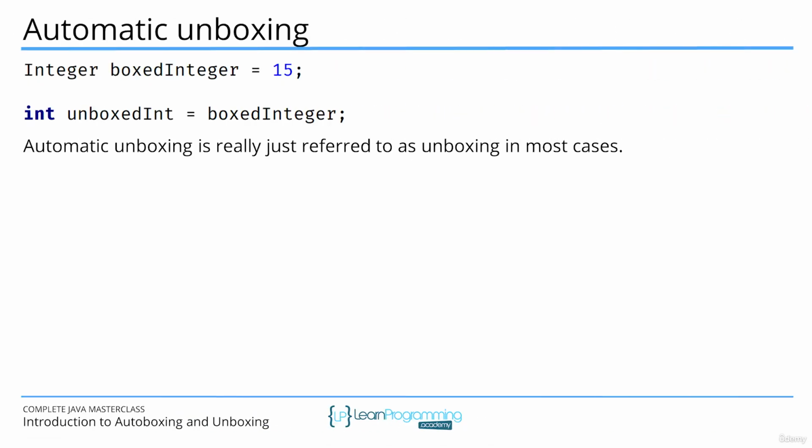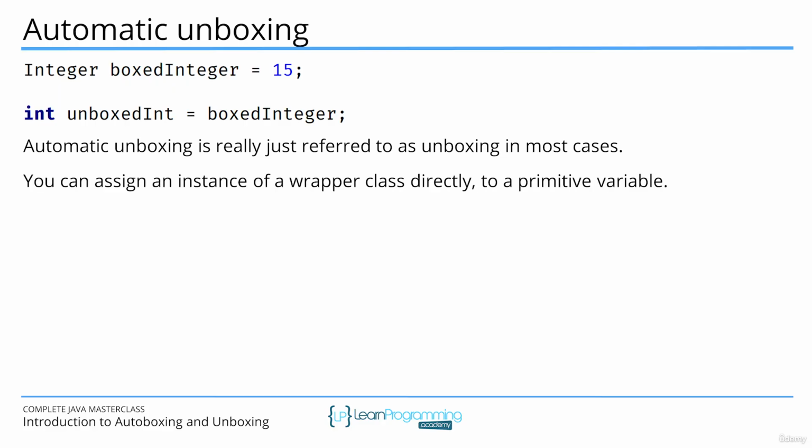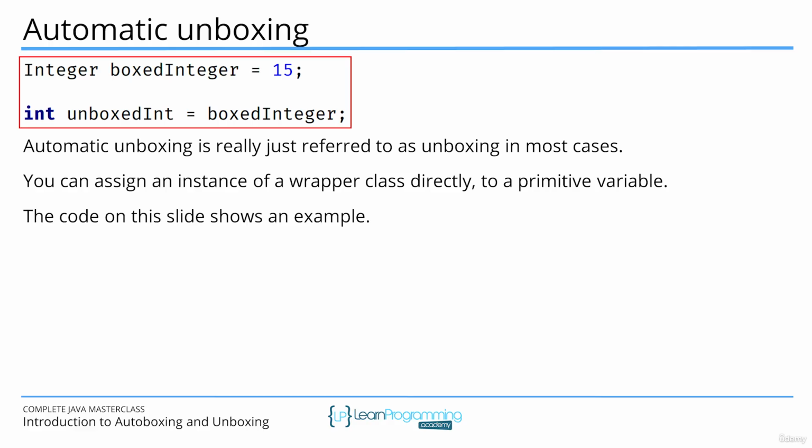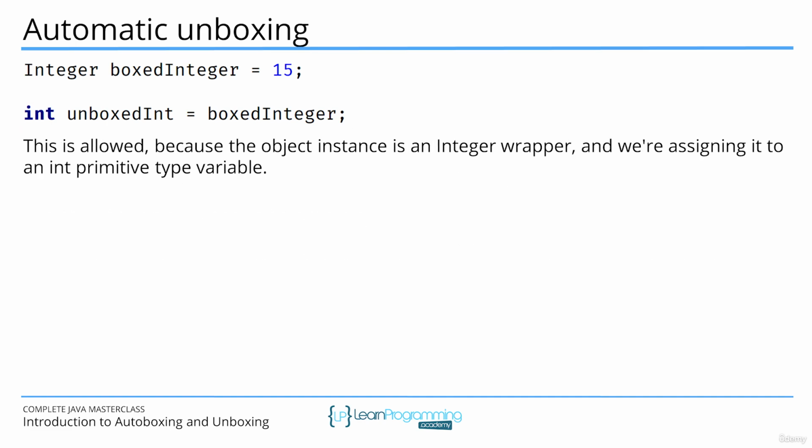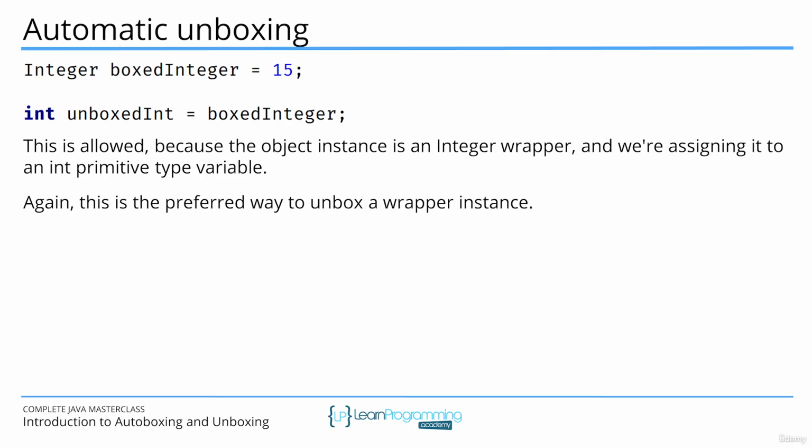Automatic unboxing is really just referred to as unboxing in most cases. You can assign an instance of a wrapper class directly to a primitive variable. The code on this slide shows an example. We're assigning an object instance to a primitive variable in the second statement. This is allowed because the object instance is an Integer wrapper and we're assigning it to an int primitive type variable. Again, this is the preferred way to unbox a wrapper instance.